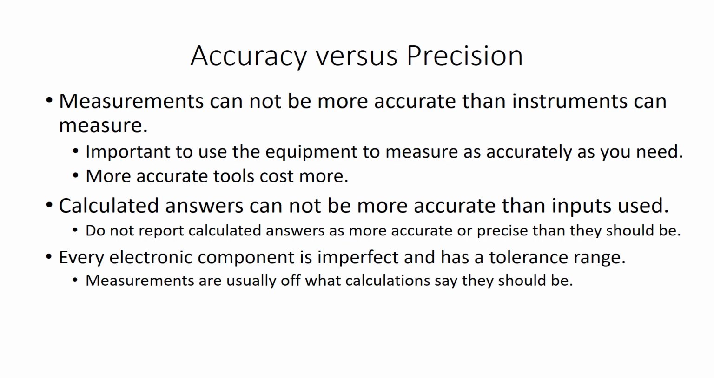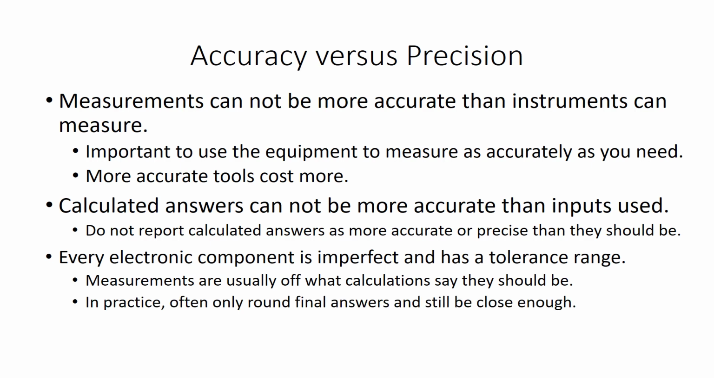So measurements are usually off from what calculations say they should be. And the more components that make up a circuit, and each tolerance range could be a little bit off of what the number is supposed to be, that affects our final answer. So in practice, often you can round just your final answer and it'll still be close enough. You can use lots of those decimal places on your calculators and still get a close enough answer in practice.